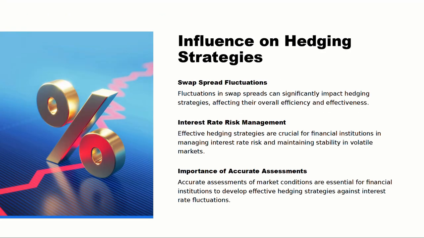Influence on hedging strategies. Swap spread fluctuations. Fluctuations in swap spreads can significantly impact hedging strategies, affecting their overall efficiency and effectiveness. Interest rate risk management. Effective hedging strategies are crucial for financial institutions in managing interest rate risk and maintaining stability in volatile markets. Importance of accurate assessments. Accurate assessments of market conditions are essential for financial institutions to develop effective hedging strategies against interest rate fluctuations.